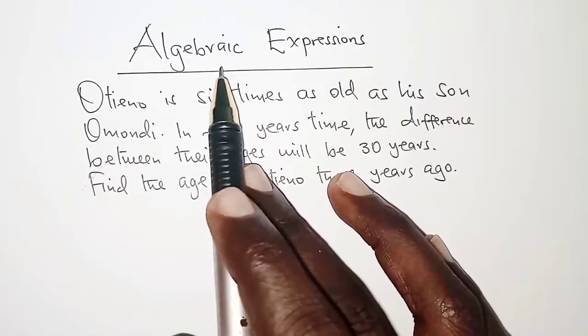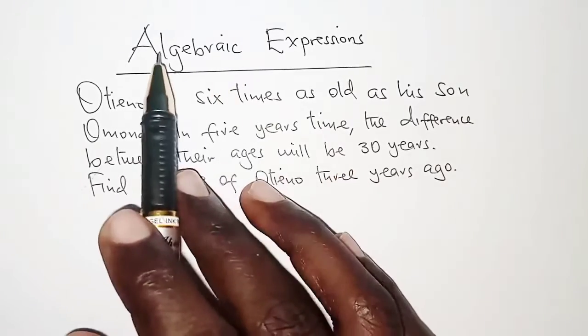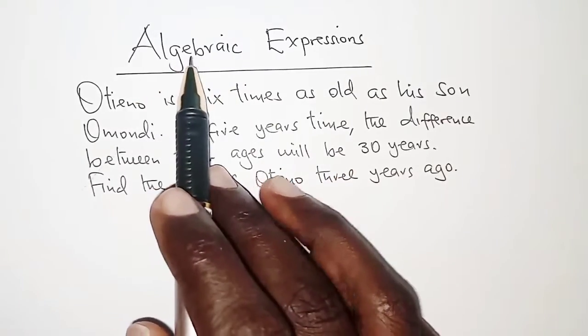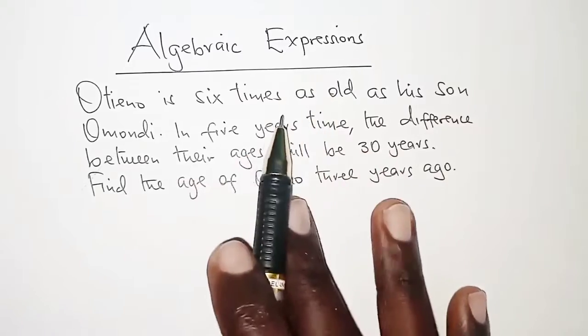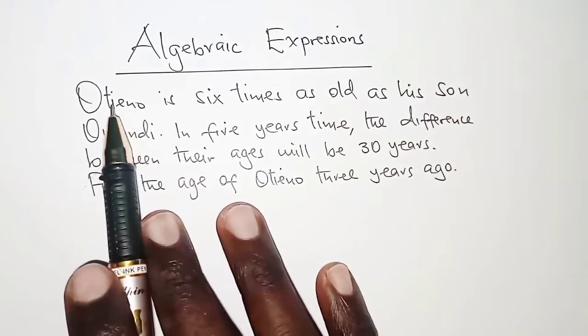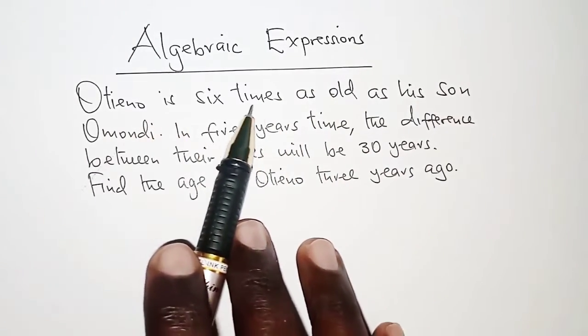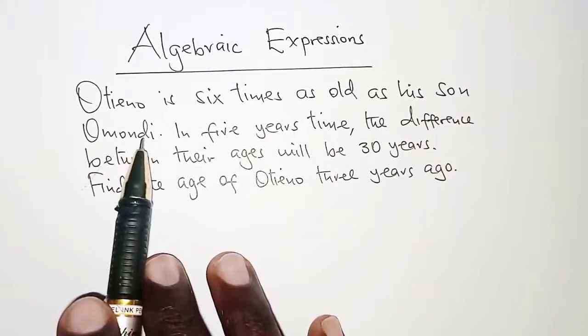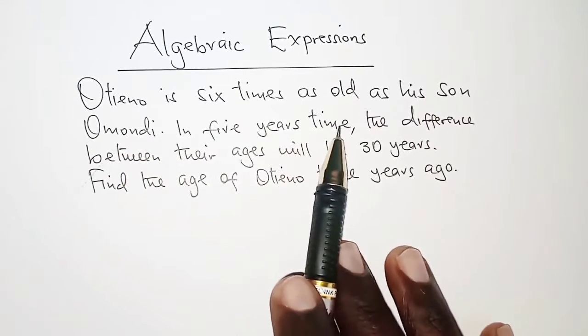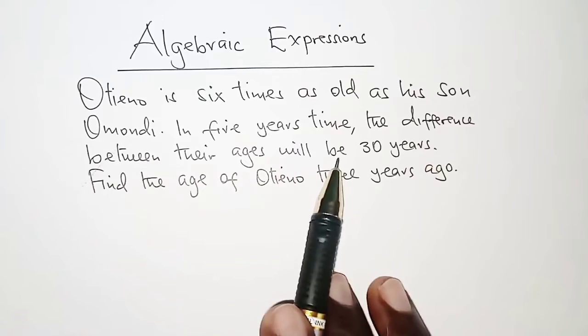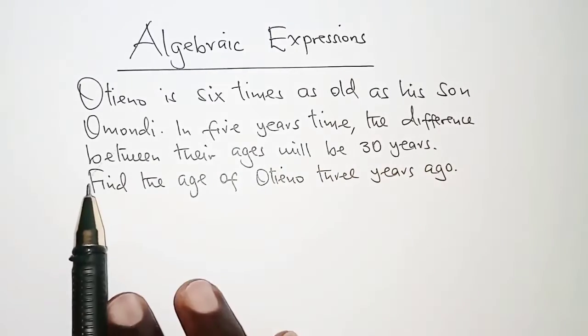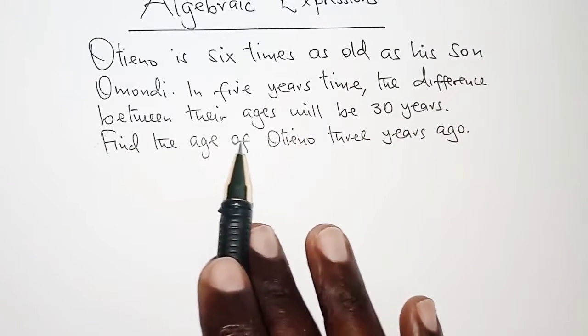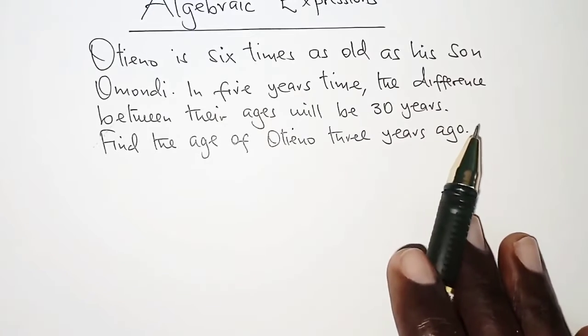Welcome to today's presentation. In today's presentation, we are going to look at algebraic expressions, and the question we have here reads, Otieno is 6 times as old as his son Omondi. In 5 years' time, the difference between their ages will be 30 years. Then find the age of Otieno 3 years ago.